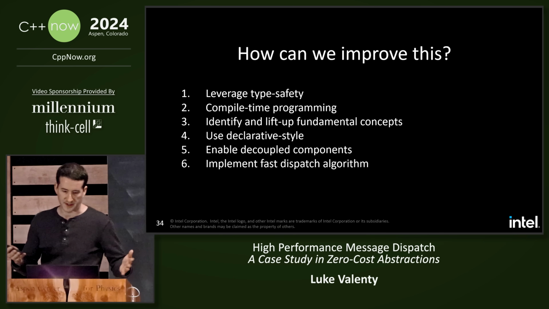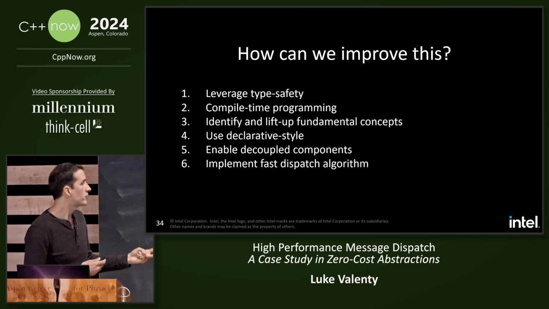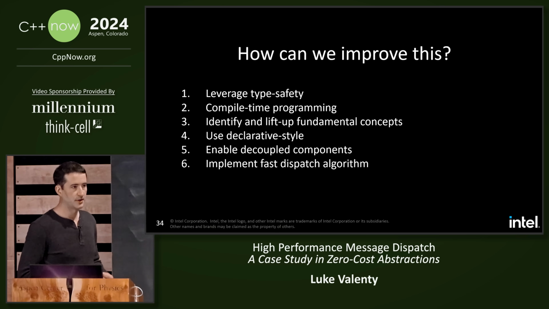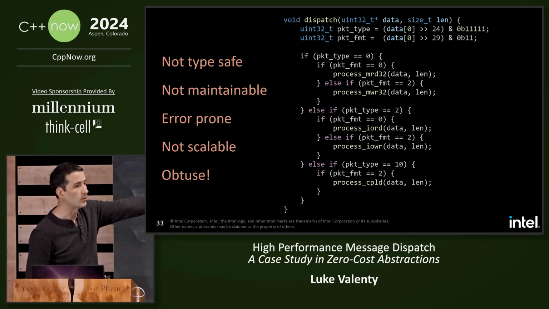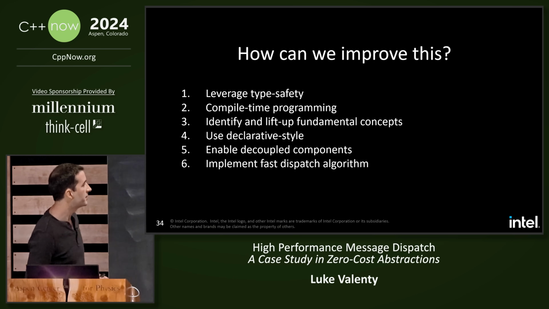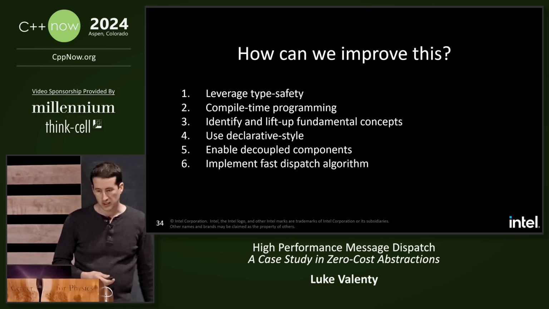So how do we make this better? Well, there's a whole bunch of obvious things. Type safety, compile time programming, identify and lift up the fundamental concepts. So what we're trying to do, what we want to do, the end result is completely conflated with how to do it here. And this should make all of us unhappy. So we want to use declarative style. We want to decouple things. And we want it to be fast.